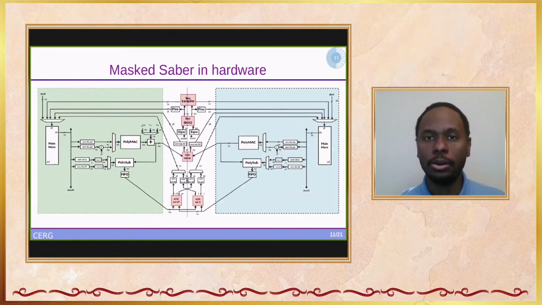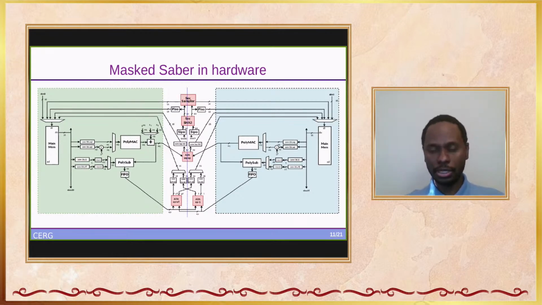So this is how our masked Saber design in hardware looks. If you notice, it looks like two copies of the unprotected data path, on the right and the left. These can process one share securely, and you don't have to mix the shares.